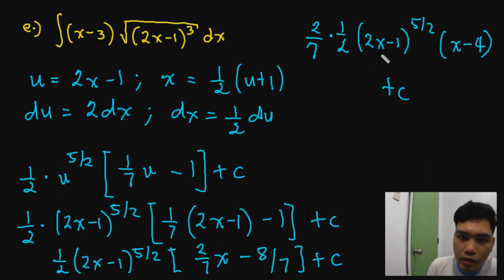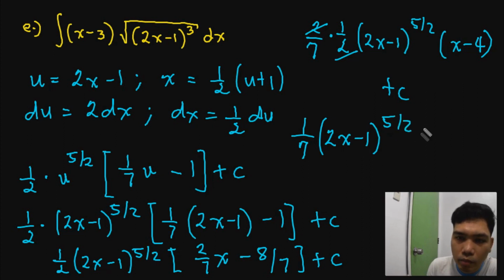And then you add c. And we can cancel out 2 here, so that will leave us our final answer in the simplified form, that is 1 over 7 and then 2x minus 1 raised to 5 halves multiplied with x minus 4 plus c.